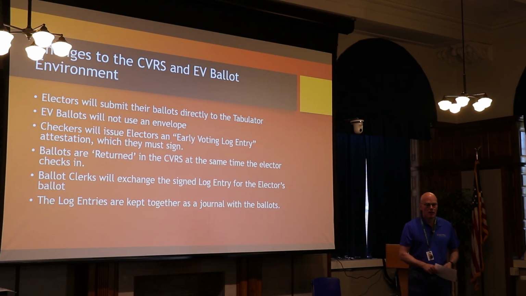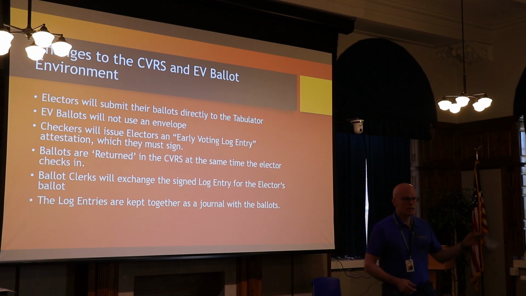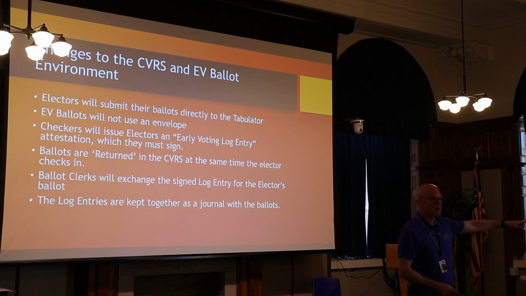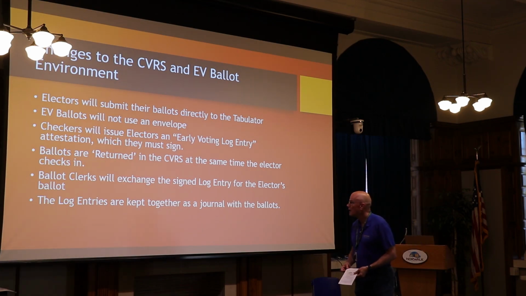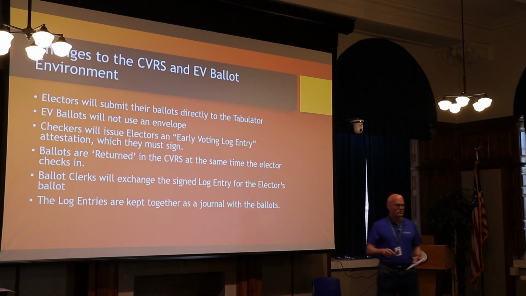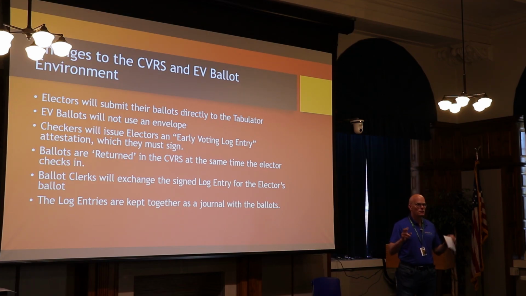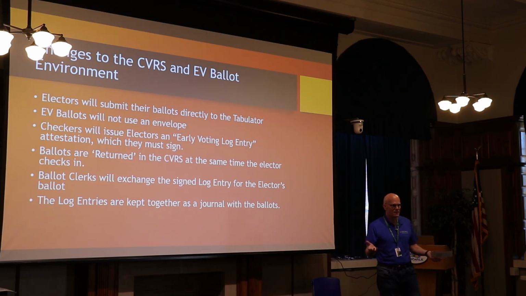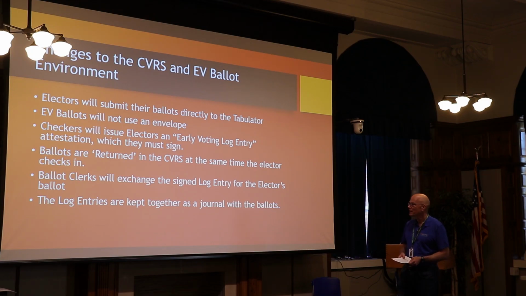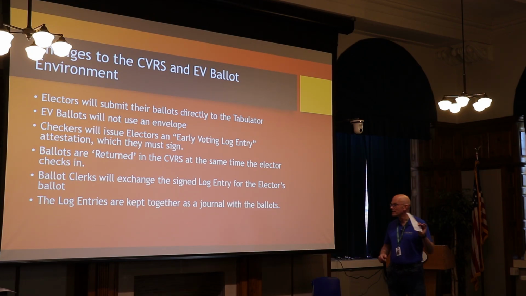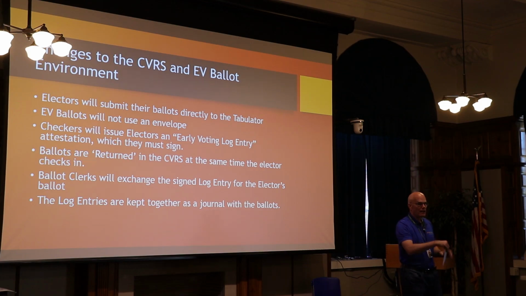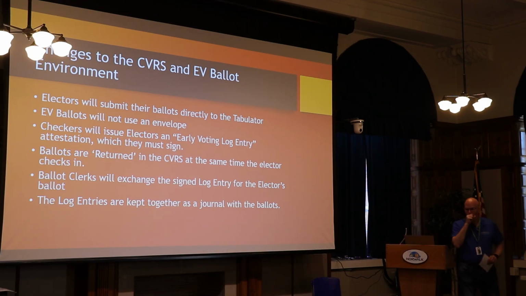Is it signed by the checker, or do they sign it when they go? They sign it with the ballot clerk. We have those large tables, and they'll have a signing station. Ballots are returned in the CVRS. When I say returned, the computer thinks they're returned because that's the way the system works. It's a quirk of it. Then ballot clerks exchange this for a ballot, and we'll go into end of night reconciliation, where you can either count the difference of ballots or count all the attestations you received. You'll probably end up doing both.